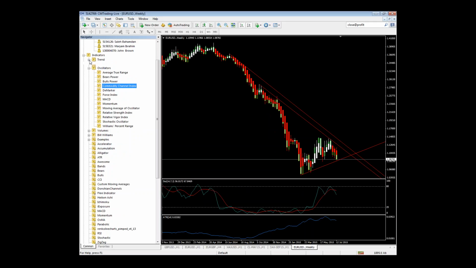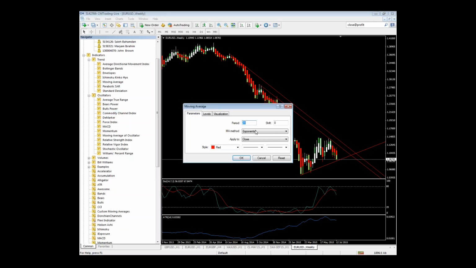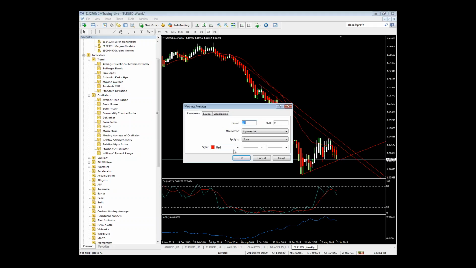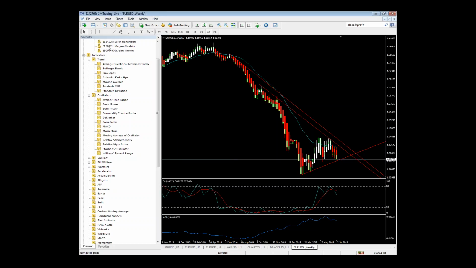One second, trend, moving average 21. Okay, let's make it a different color. Let's have a nice loud blue. Exponential, as you can see, 21. Okay, great.